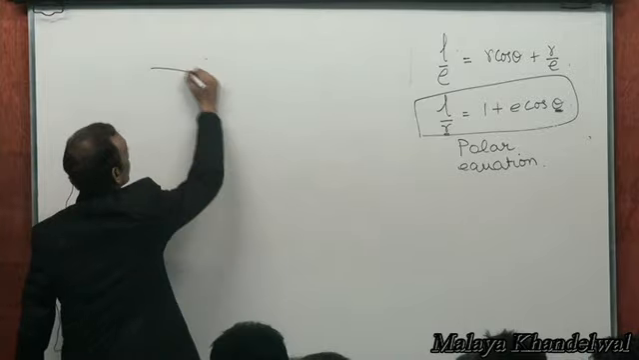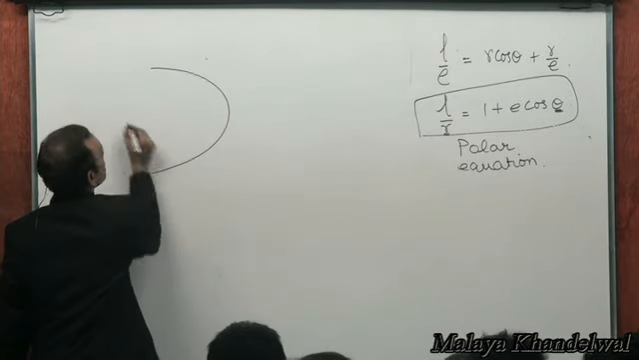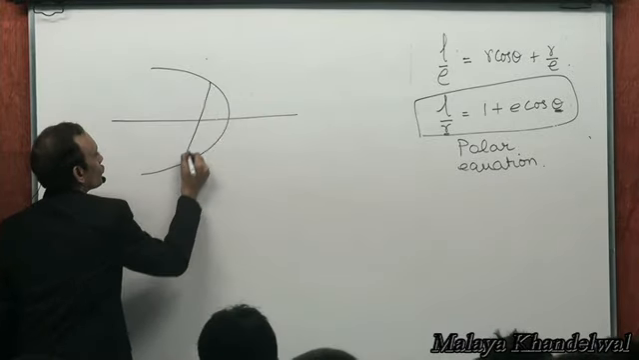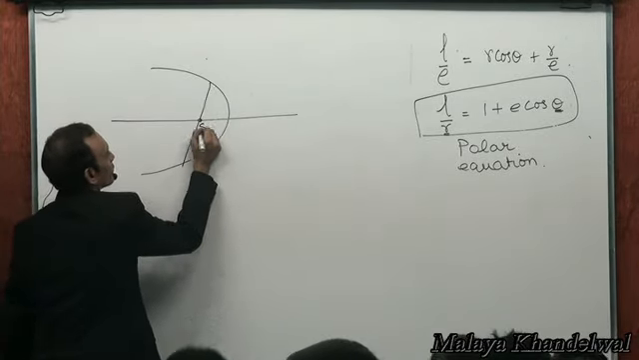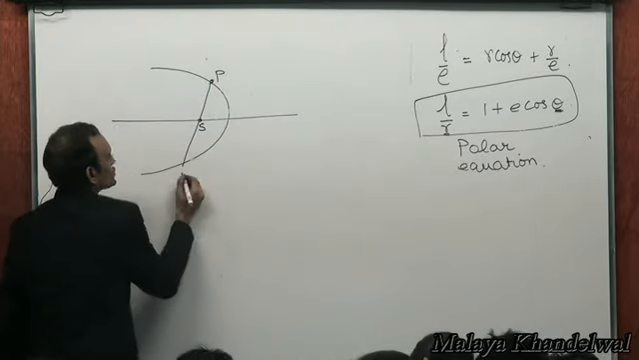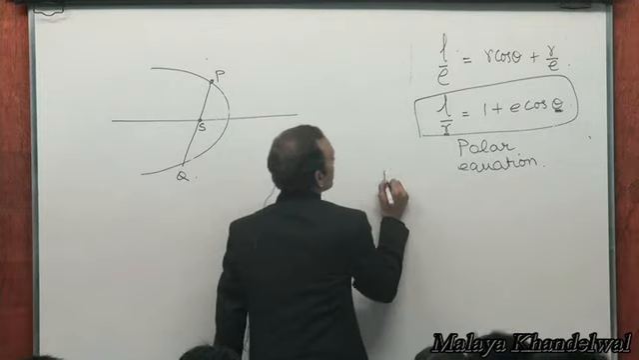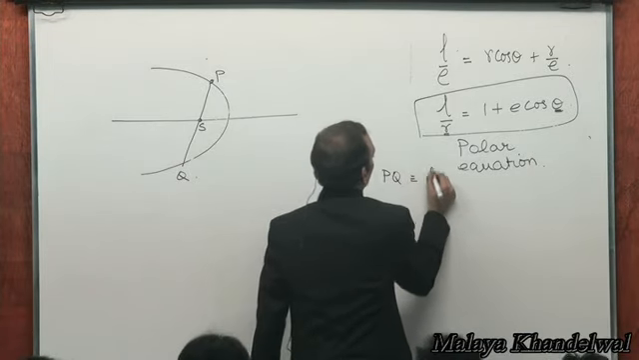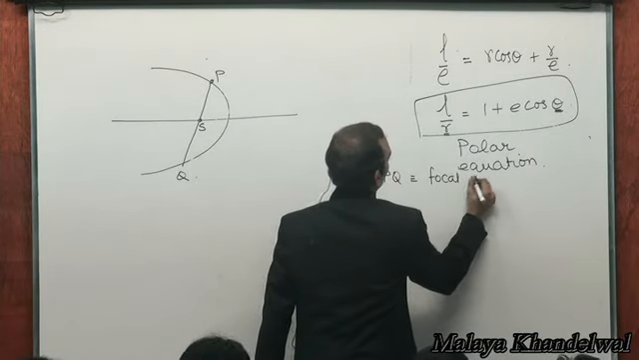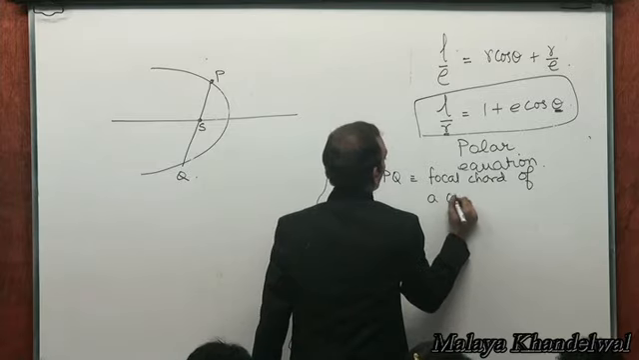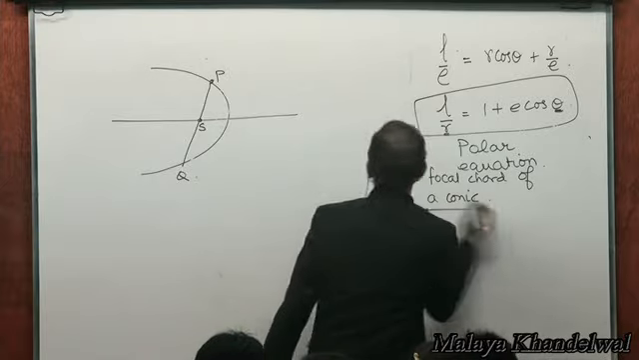Now, say this is a part of a conic section, and say this is a focal chord. PQ is a focal chord of a conic section, right? PQ is a focal chord of a conic.